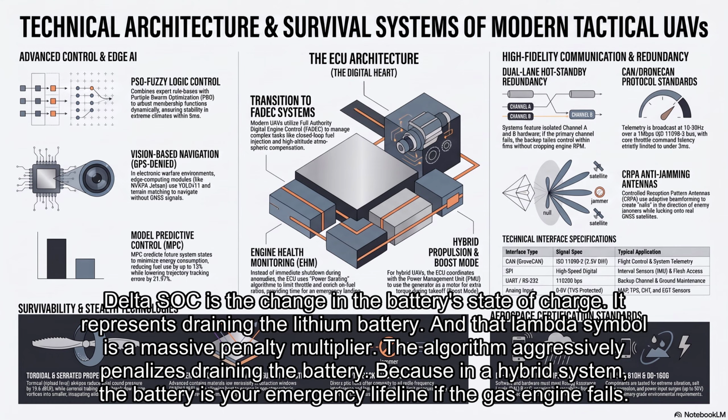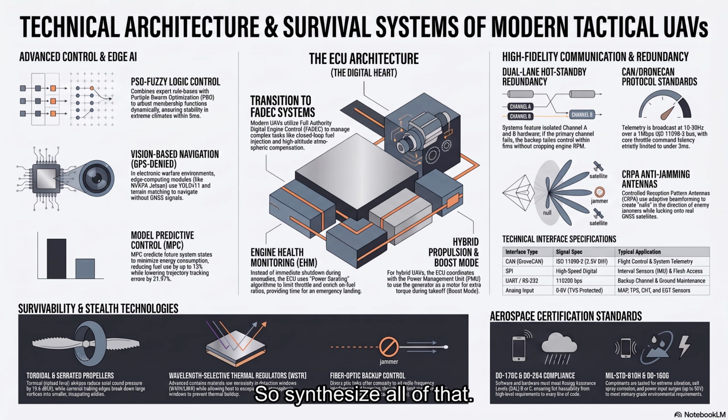It represents draining the lithium battery, and that lambda symbol is a massive penalty multiplier. The algorithm aggressively penalizes draining the battery, because in a hybrid system, the battery is your emergency lifeline if the gas engine fails. So, synthesize all of that.